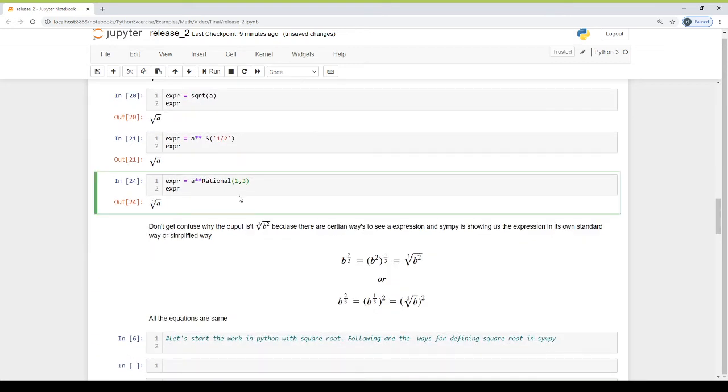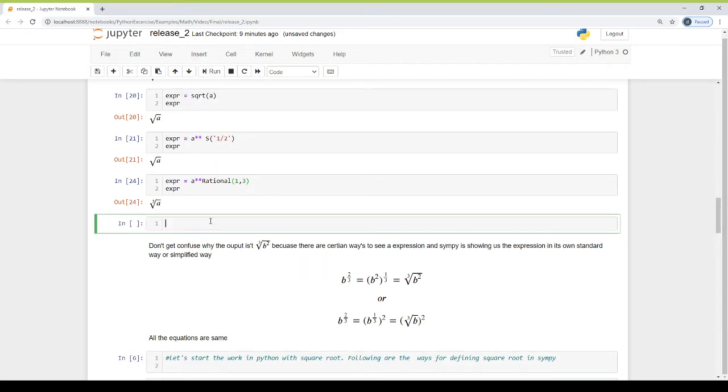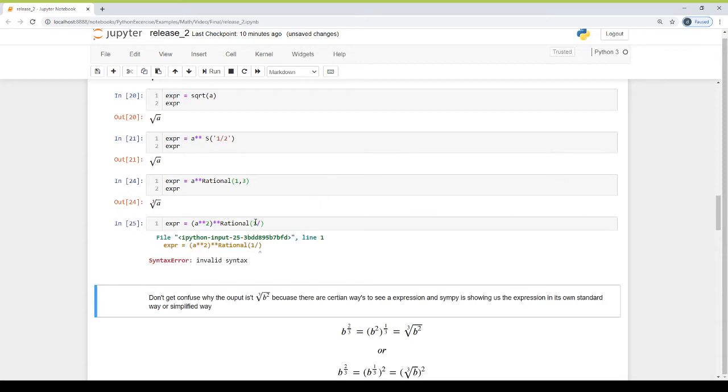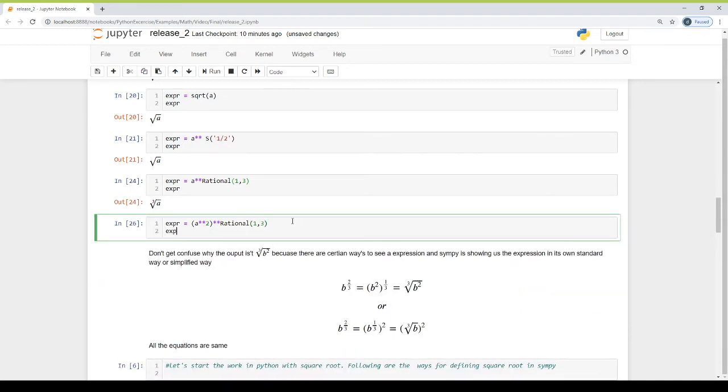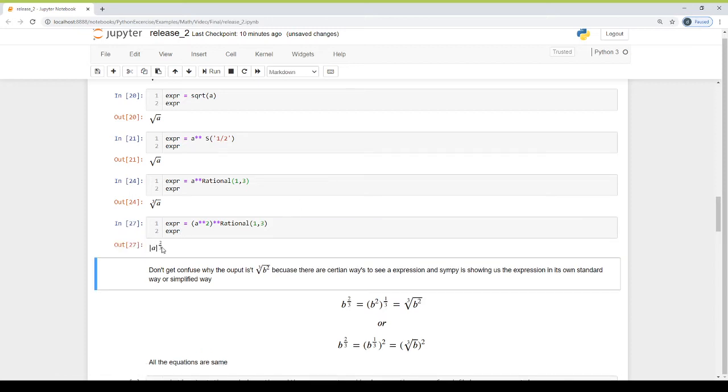We can also print. Insert cell below. Expression is equal to a raised to power 2, and then cube root of the whole expression, raised to power rational 1 by 3. Shift enter. Invalid syntax, okay, 1 comma 3. Shift enter. Print the expression.